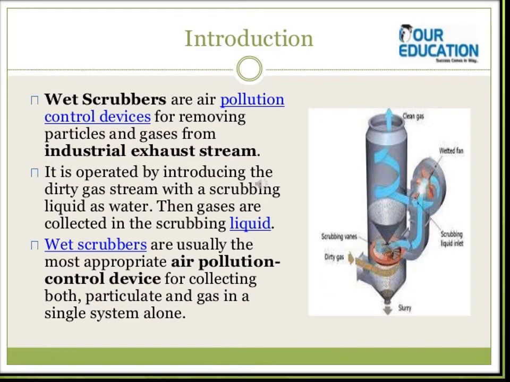Now let's know about wet scrubber. Wet scrubbers are very effective air pollution control devices because they can collect both particulate matter and gas in a single system alone. In a wet scrubber, suspended particulate matter are removed from the polluted gas stream by blending them properly with water.